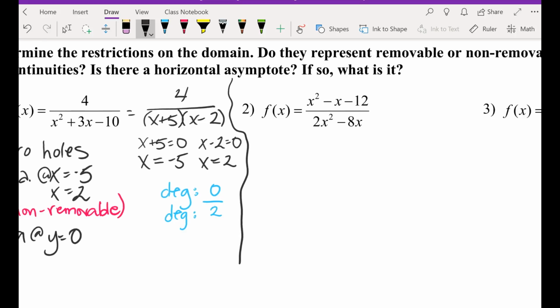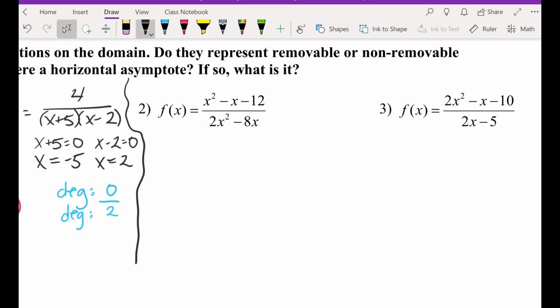Okay, so let's look at number 2. We need to factor both the top and the bottom, so I'm going to say, what multiplies to negative 12 and adds to negative 1? We have x minus 4 and x plus 3. And then the denominator has a GCF of 2x, and we're left with x minus 4. Now, when we were simplifying last week, I had you find the restrictions before canceling. That still matters, but for finding the characteristics, it's a little bit different.